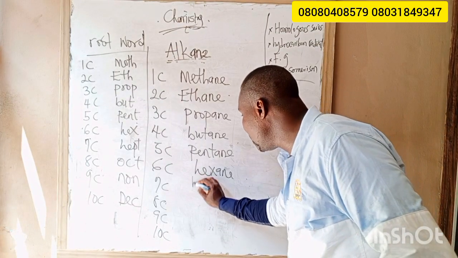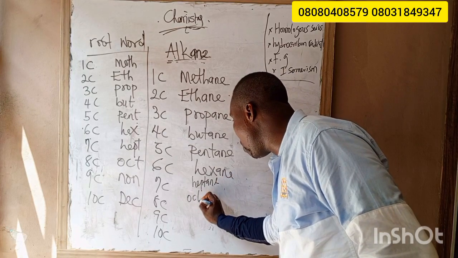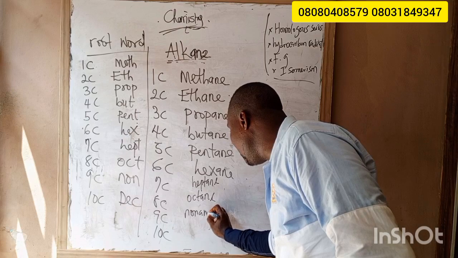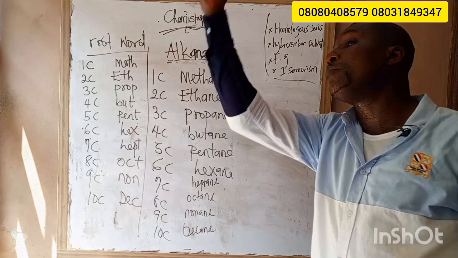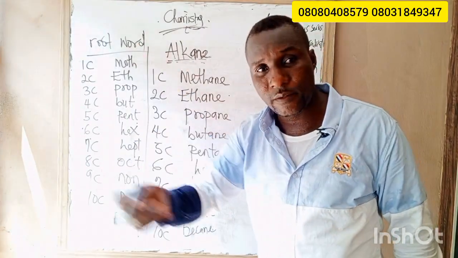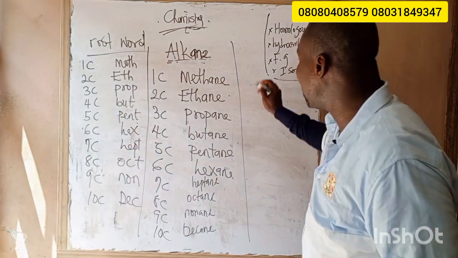7 carbon will be what? Heptane. 8 carbon will be what? Octane. 9 carbon will be what? Nonane. 10 carbon will be what? Decane. Then 11 carbon we say undecane. But we just name 1 to 10. Let me take another homologous series.